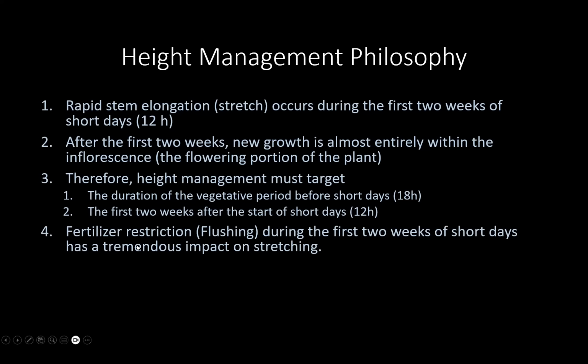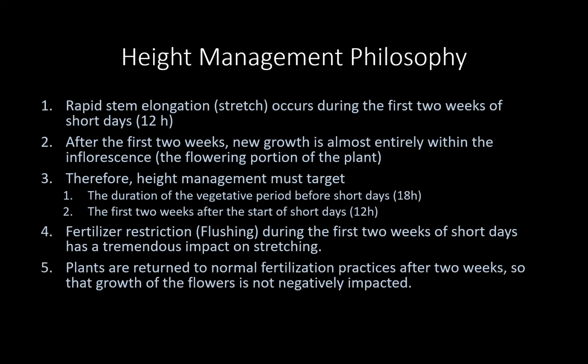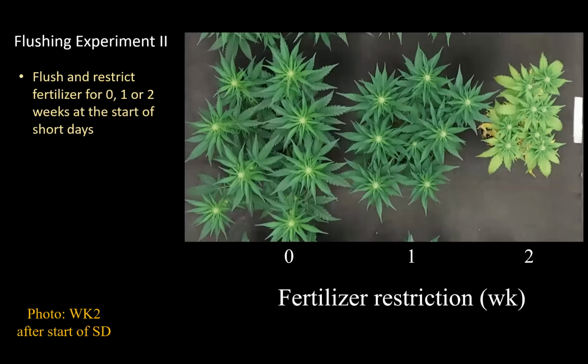So we do this fertilizer restriction during the first 2 weeks of flowering. And then the plants return to normal fertilization practices after 2 weeks. Because after those first 2 weeks, most of the growth is going to be in the inflorescences. So we don't want to have nutrient restriction while those inflorescences, the buds, are expanding. And so we want normal, healthy fertilization from weeks 2 through 7. And then again, we can flush on the end if we want to. But we have to have good fertilization 2 through 7, or we'd have pretty lousy plants.